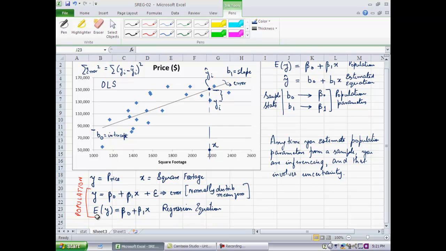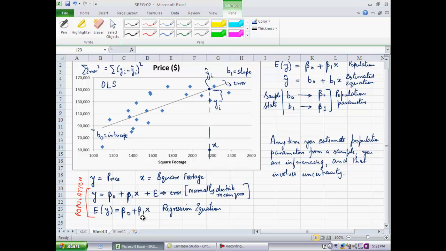So this implies that the expected value of y, if I give you a value of square footage, what would I expect the value of house price to be? Since the expected value of the error term is 0, the expected value of y would simply be beta 0 plus beta 1x. So this is the equation that I'm really trying to find out. This is the straight line that I'm trying to determine. And all I have to do to determine this line is to find out what beta 0 is, the intercept, and what the slope beta 1 is.